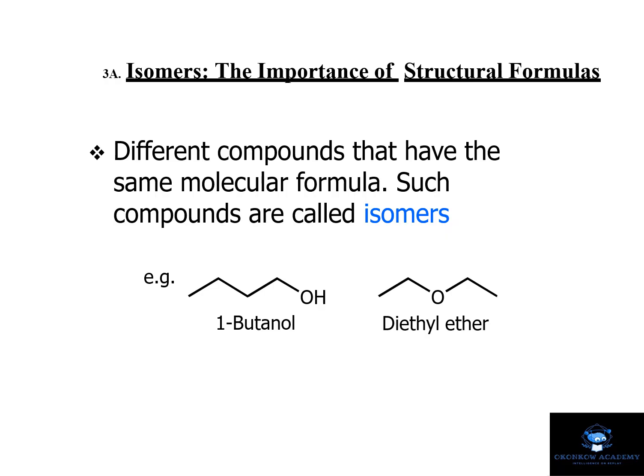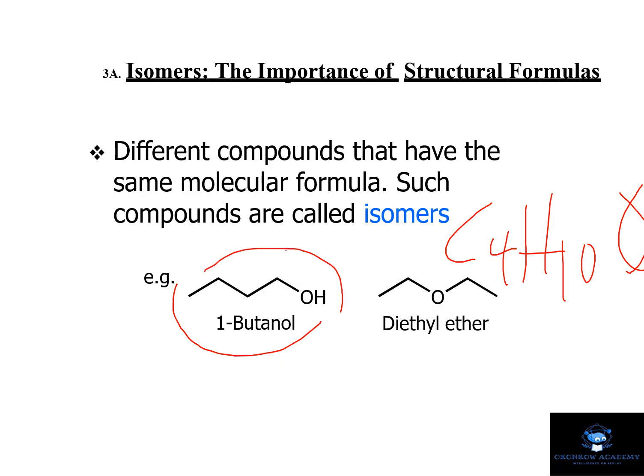So they have the same molecular formula, C4H10O. However, if you look at the structure, you can see that the structures are different. That makes them isomers: they have the same molecular formula but different structures.